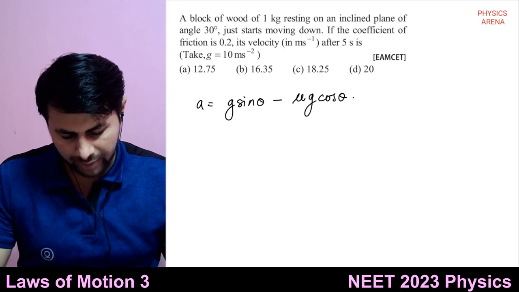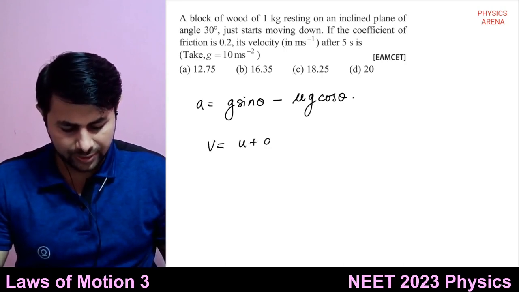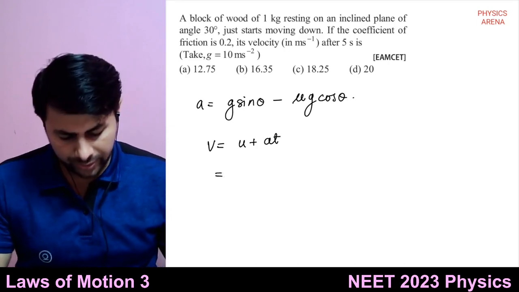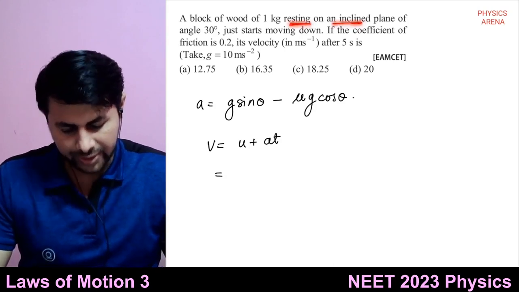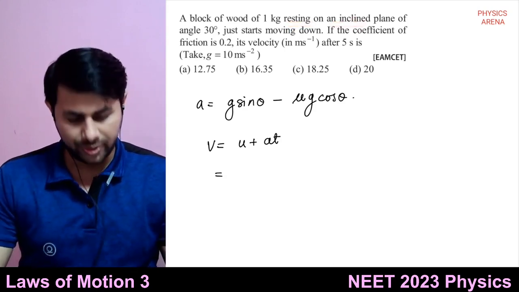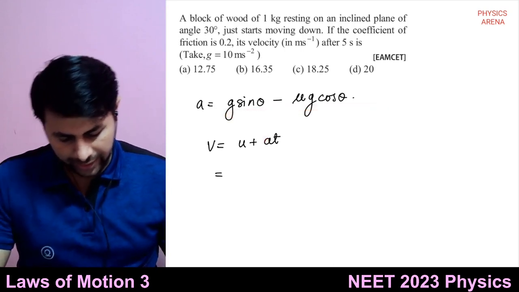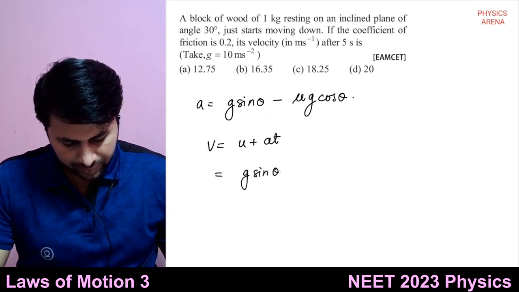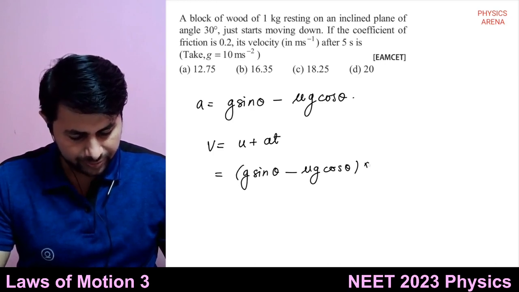And we want to find out velocity after 5 seconds. So v is equal to u plus at. u is 0, right? It is resting on an inclined plane, that means u is 0. Okay. So a is this and t is equal to 5 seconds. So (g sine theta minus mu g cos theta) multiplied by time, which is 5.